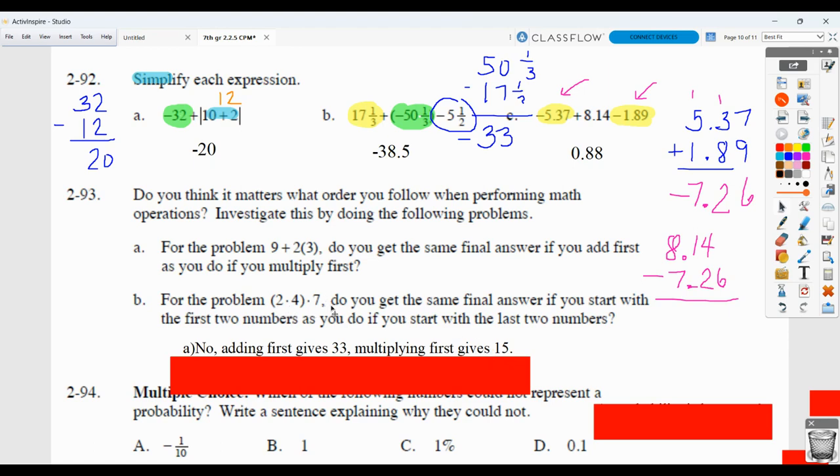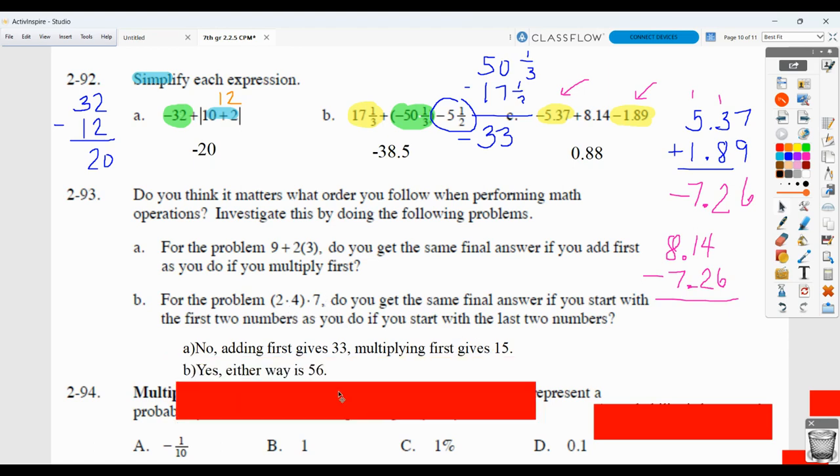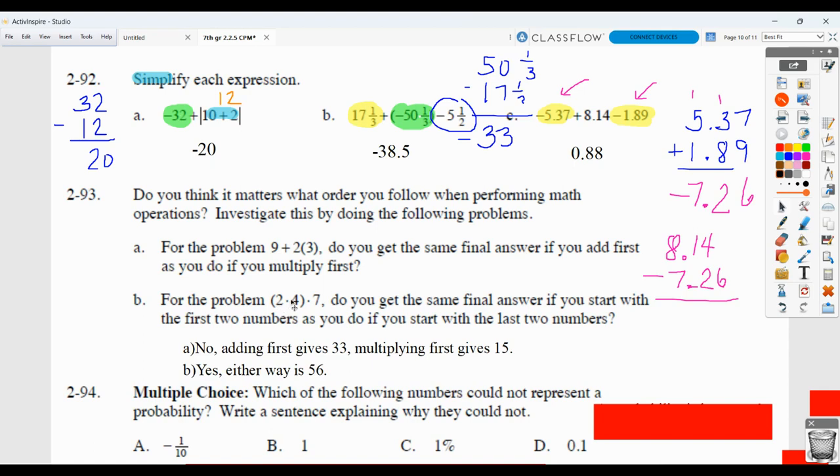For this one, it's all multiplication. In that case, you would get the same answer. 2 times 4 is 8, times 7 is 56, or 4 times 7 is 28, times the 2 is 56. So when they're all multiplication, the order doesn't matter.